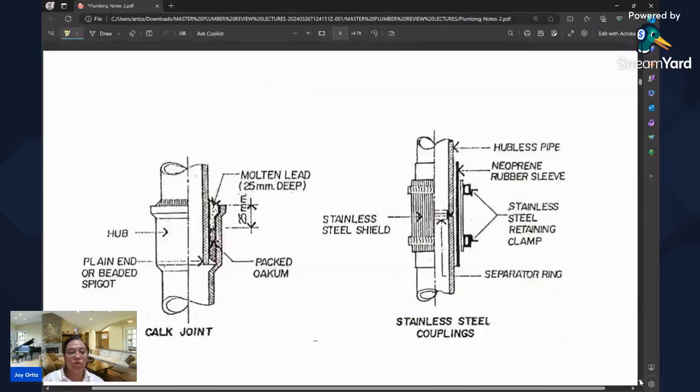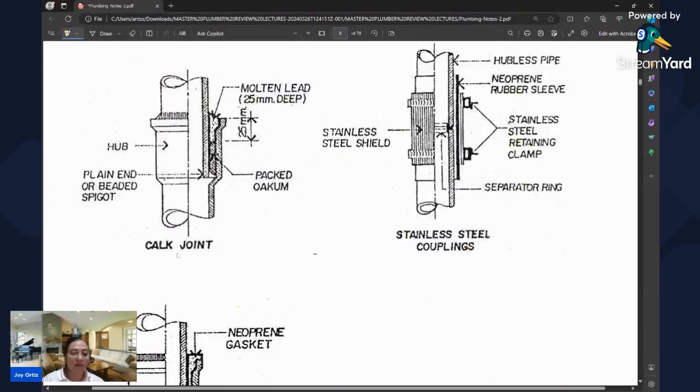So this is the caulk joint. And we see this is the hub. This is the plain end or beaded spigot. And this is the molten lead, 25 millimeter deep. And pack oakum. This is the pack oakum.